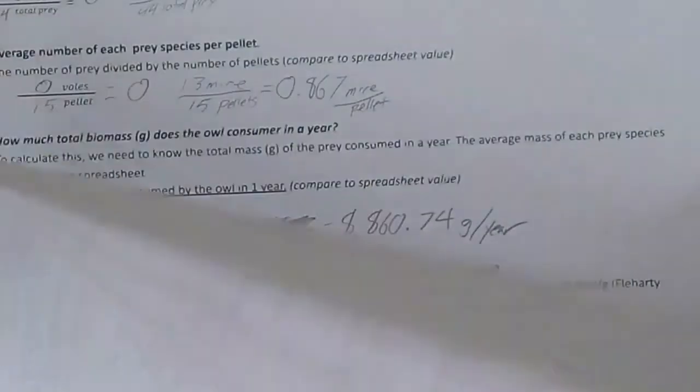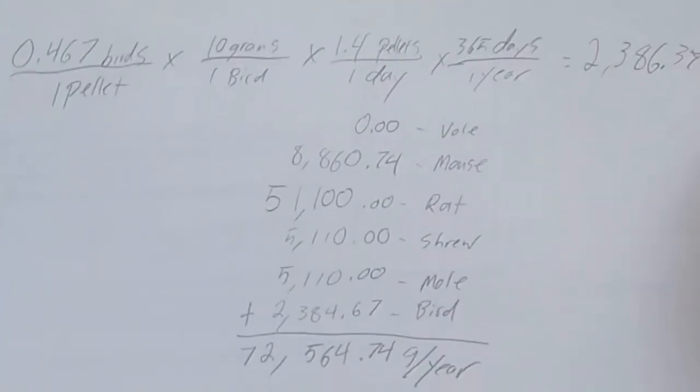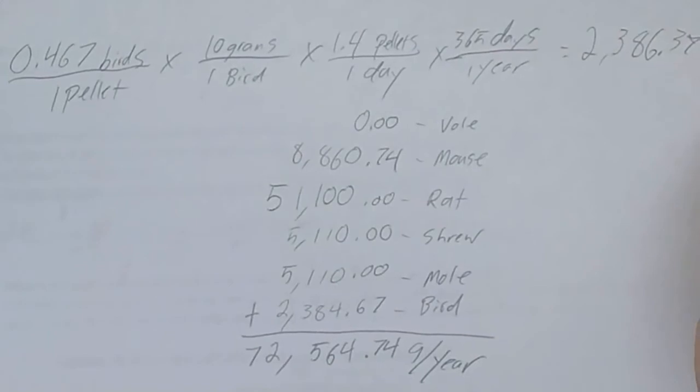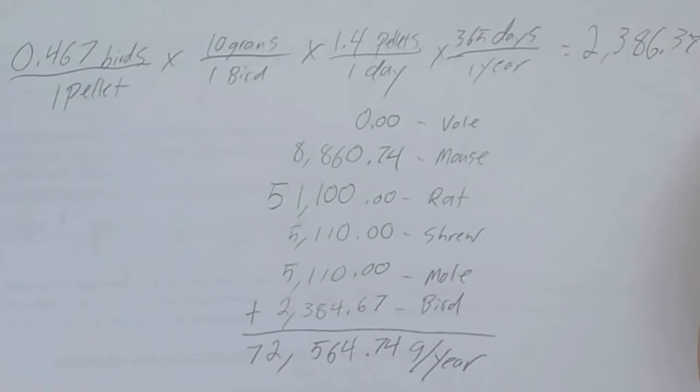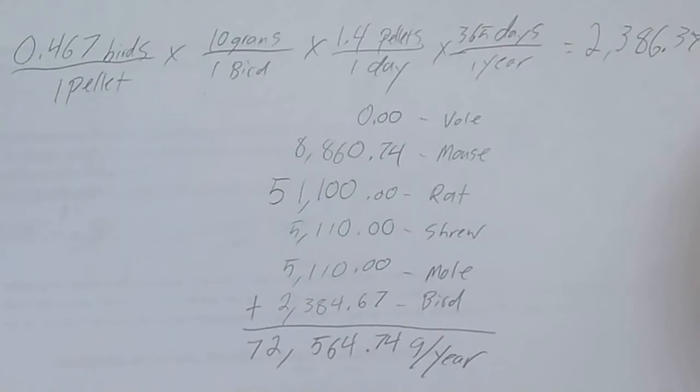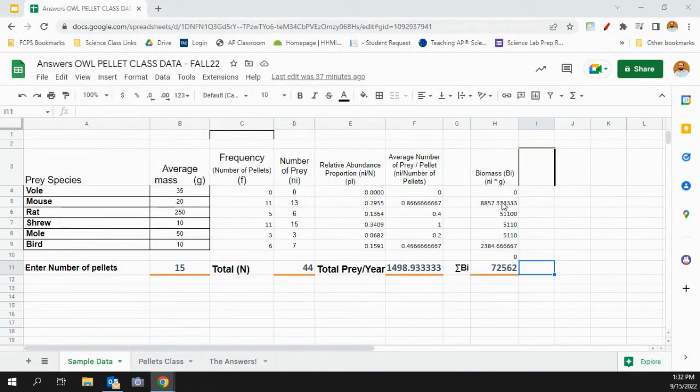So what we look over here, we have to add every one of these together. Okay, and that's what I've done down here. We tally all of them up, it comes out to that number there at the bottom. That's the total biomass in grams per year that the owl consumes in a year. And as you look on here, these numbers are all tallied up for you in this sum of BI down here at the bottom. Ours is a little different on the paper, but again, that's going to be due to rounding.